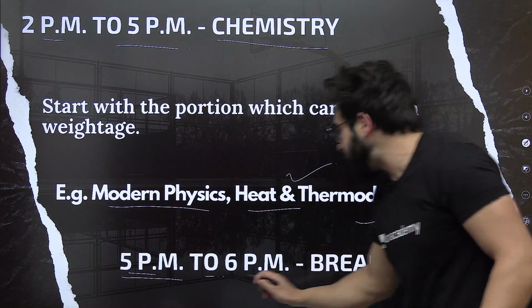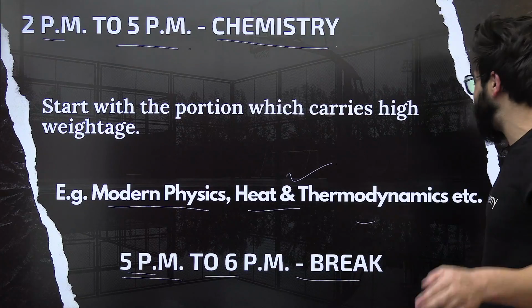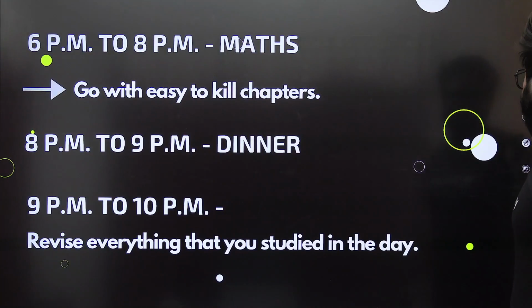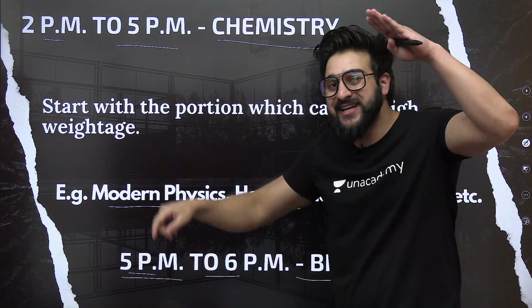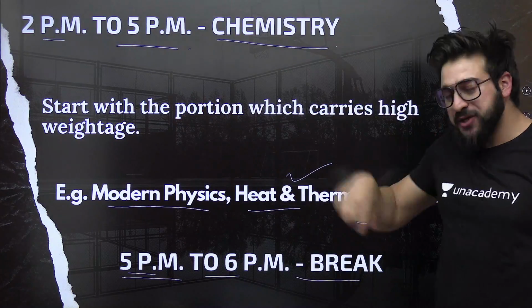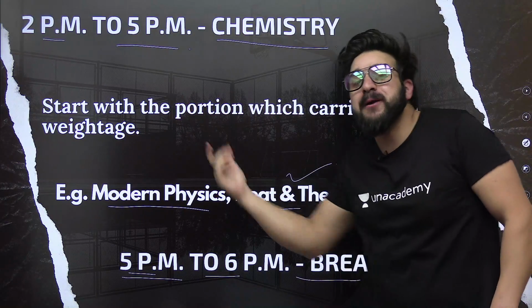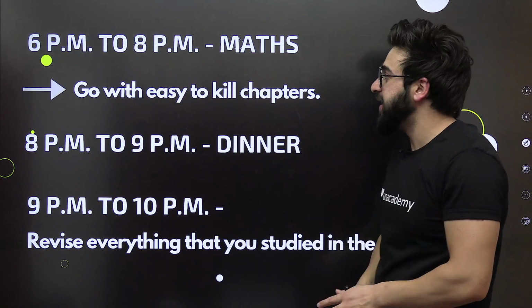Now from 5 p.m. to 6 p.m. there will be a good snack break, understand? You can have tea, coffee, something, whatever you want. So you need to keep this in your mind. In the morning shift, you need to take the most difficult one. In the afternoon shift, you are supposed to take the scoring part, so that you will be covering both in the same day, understand?